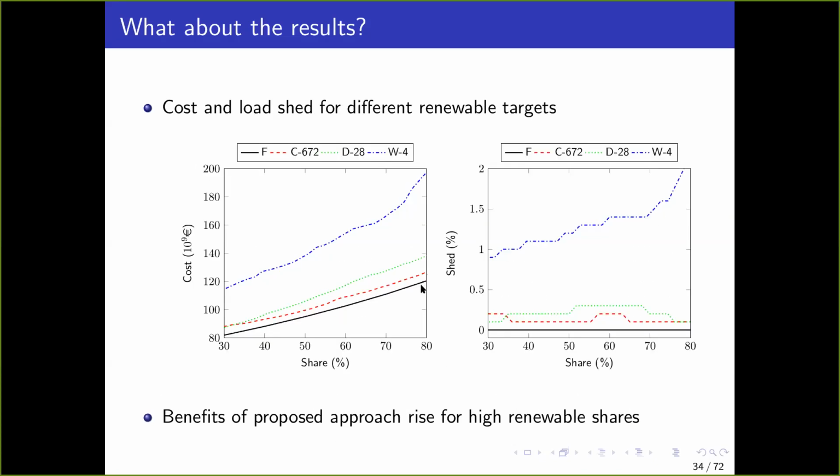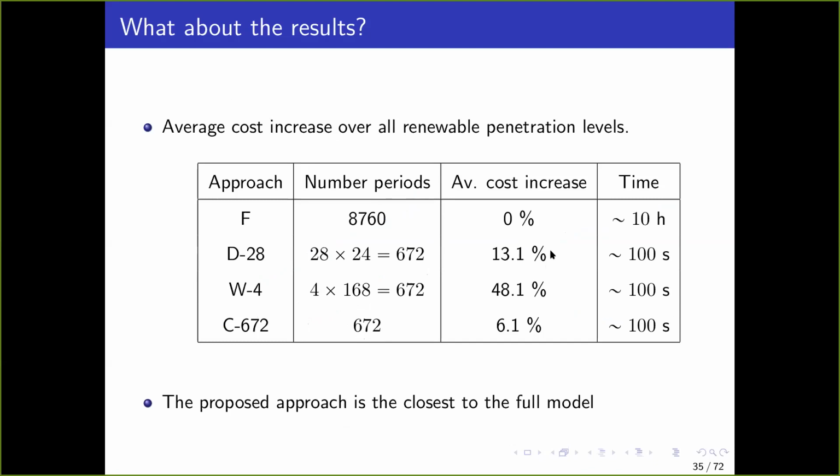So in the next slide, what we have is the average cost for different renewable shares, and then we compare it to the full model. The average increase across all targets for the representative days is 13%, the representative weeks around 48%, and the chronological only 6%. So this is half of the representative days. And the computational time of these three approximating methods are very similar to each other and way below the benchmark.